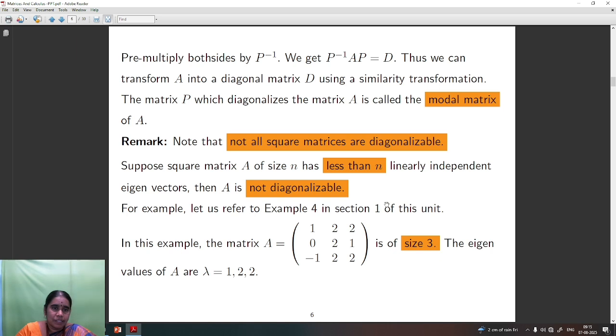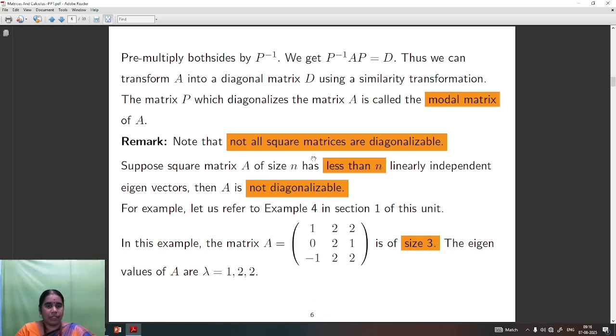Thus we get AP is equal to PD. Pre-multiplying by P inverse, we get P inverse AP equal to D. Thus, we can transform our matrix A into a diagonal matrix D using a similar transformation. The matrix P, which diagonalizes the given matrix, is also called the modal matrix of the given matrix A.